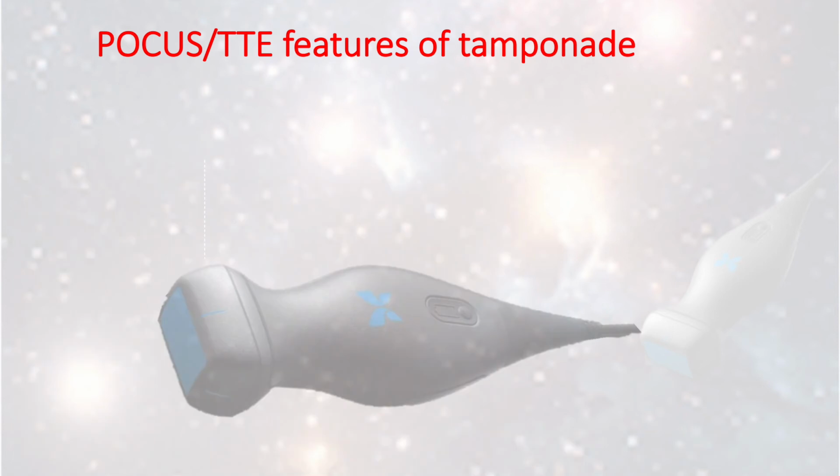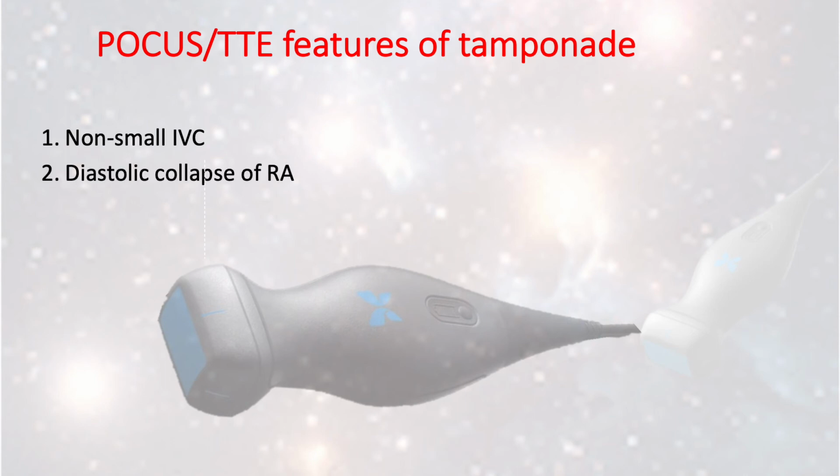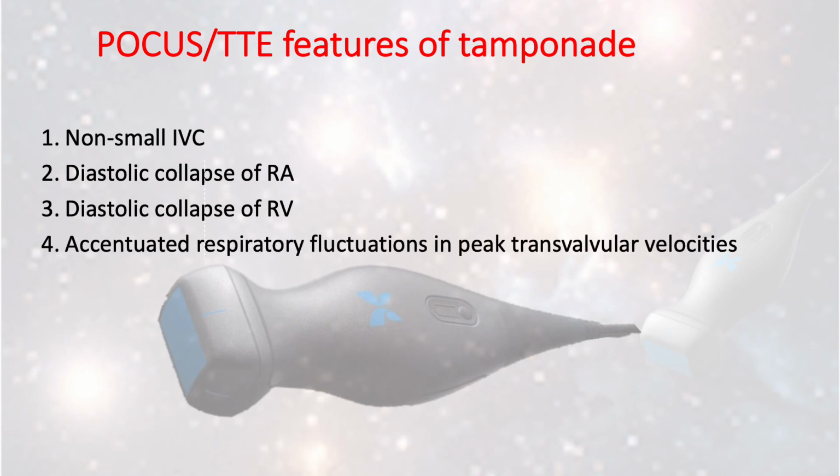Now, in summary, the echo or ultrasound features of tamponade physiology include: number one, a non-small IVC. The IVC is usually large in tamponade. Then diastolic collapse of the right atrium, which usually precedes the diastolic collapse of the right ventricle. These two can happen during systole as well if the tamponade is really bad. And then the fourth one is the accentuated respiratory fluctuations in peak transvalvular velocities.